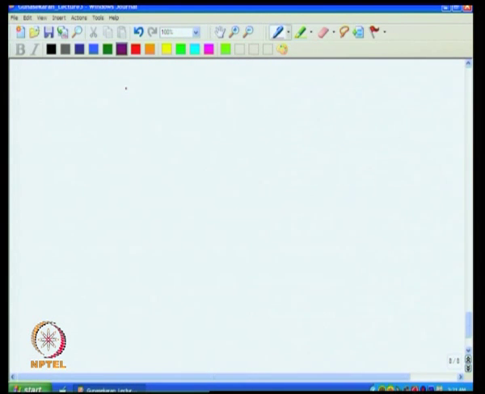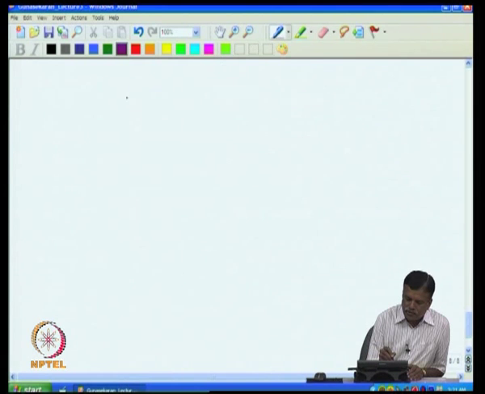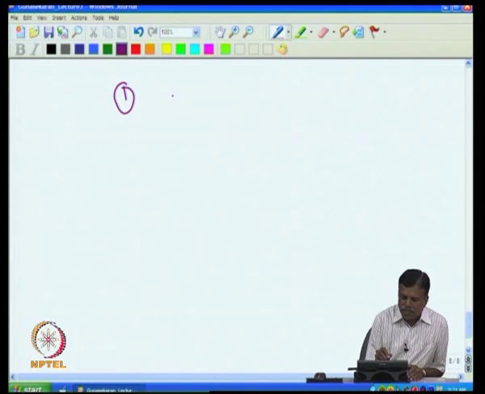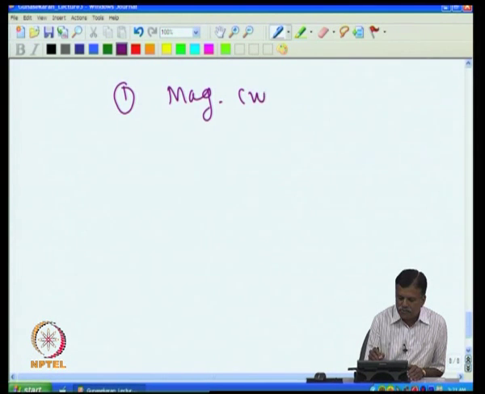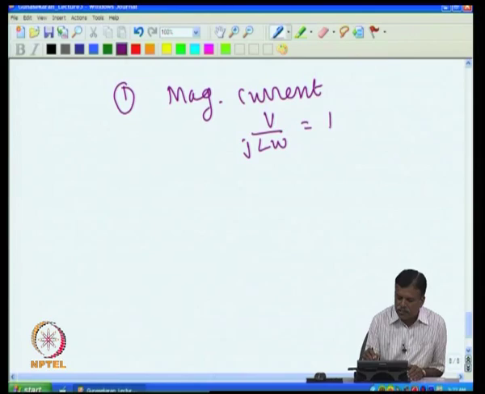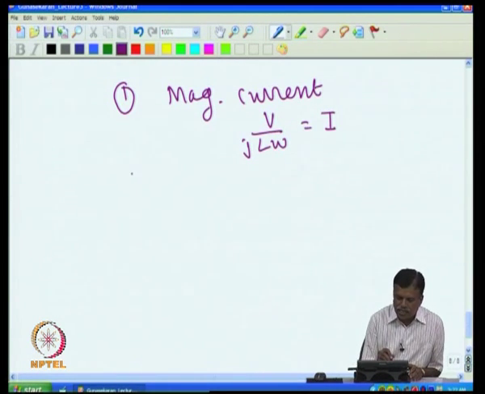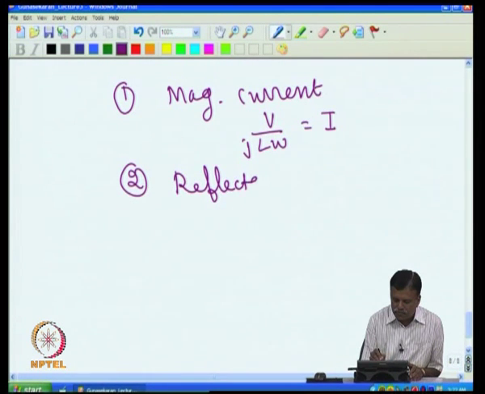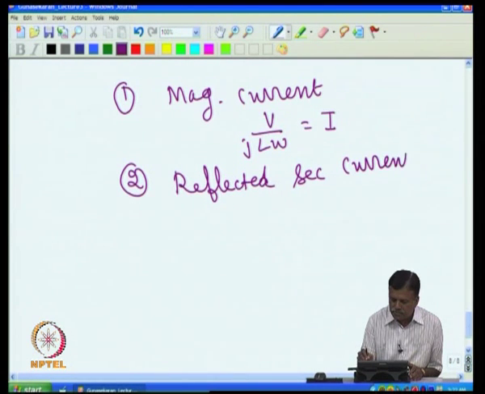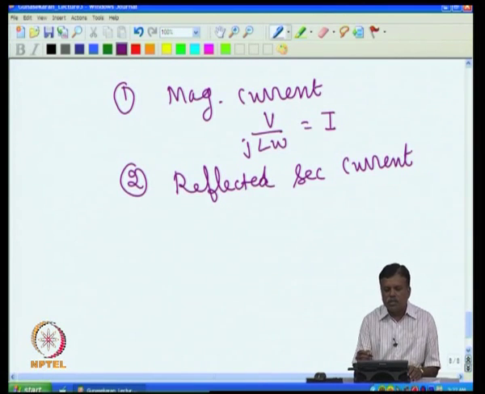So, the two points: the primary current consists of two parts. One is the magnetizing current, that is nothing but V by L omega. In fact, j L omega indicates that the current is 90 degrees phase shifted with respect to the applied voltage. And the second component is the reflected secondary current. So there are two components.